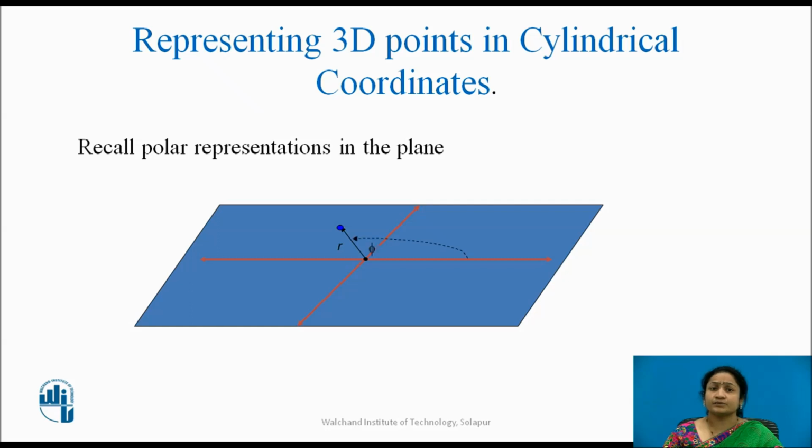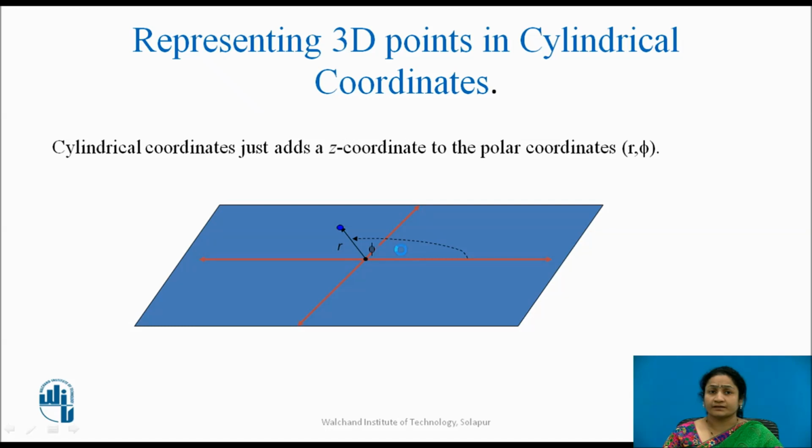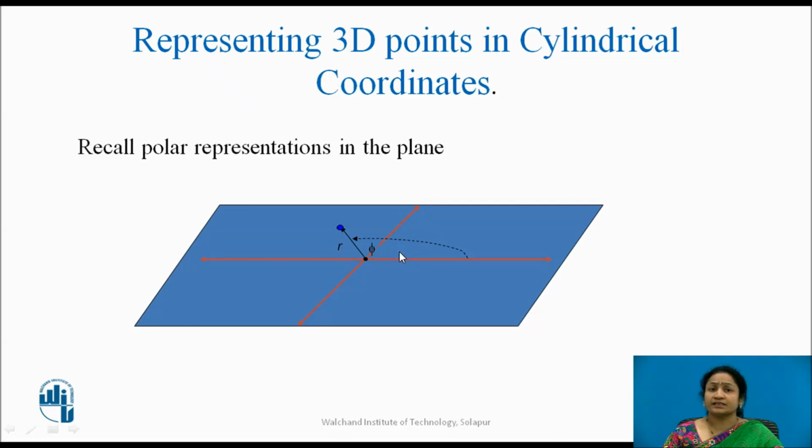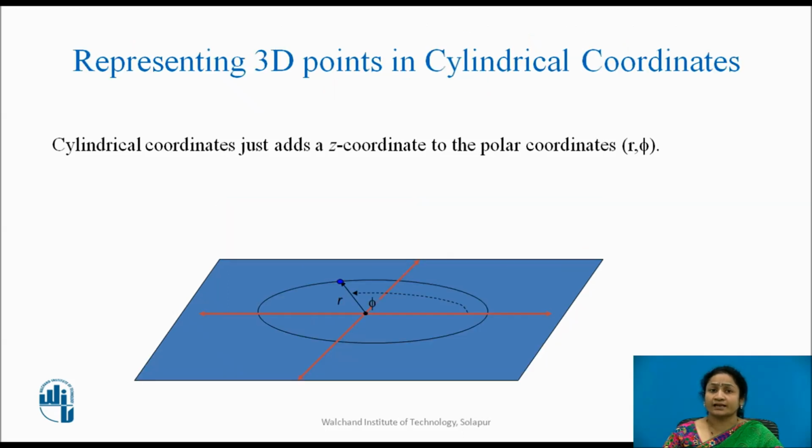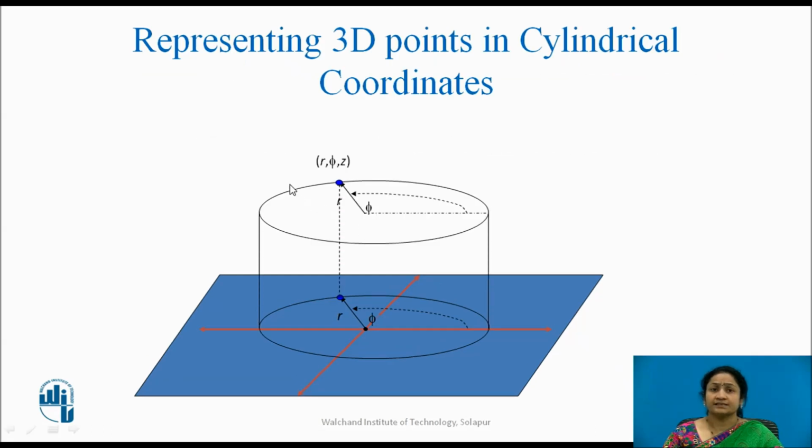Let us see the point representation in cylindrical coordinates. We are familiar with the polar representation, which is represented by r and phi. A cylindrical point is nothing but the addition of the z coordinate to the polar coordinates r and phi. Yes, this is a point representing the cylindrical coordinates r, phi and z.